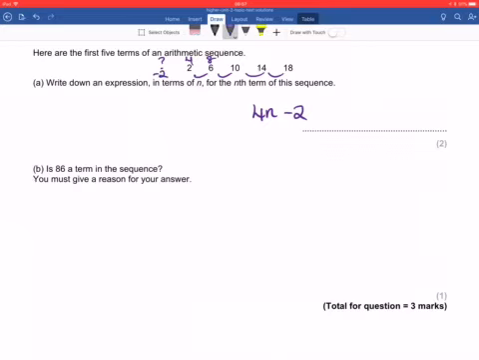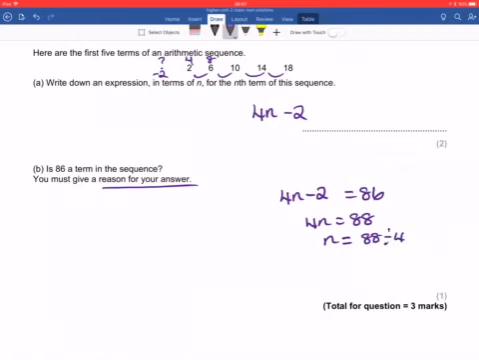Is 86 in the sequence? So you must give a reason. You can't just say yes or no. Well, let's try it out. It would work as a whole number if this works. Let's have a look. So 4n equals 86 plus 2, which is 88. And n is 88 divided by 4, and that is 22. So yes, it is. It's the 22nd term in the sequence.